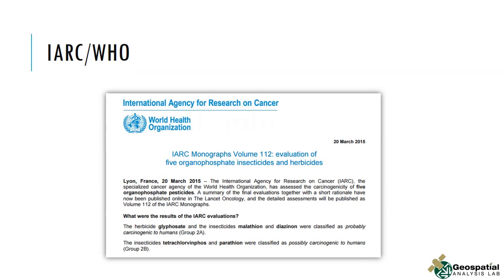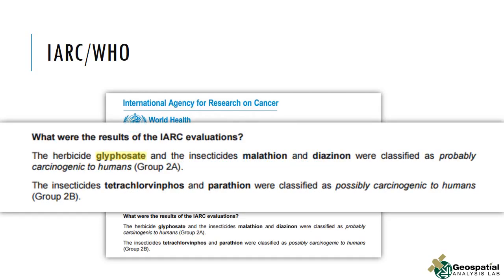Recently, the International Agency for Research on Cancer, a division of the World Health Organization, increased their carcinogenicity rankings for 4 insecticides, malathion, diazinon, tetrachlorvinphos, and parathion, as well as 1 herbicide, glyphosate. Although these moves were slightly controversial, it becomes necessary to evaluate pathways of potential human exposure. This study concerns only the herbicide, glyphosate.